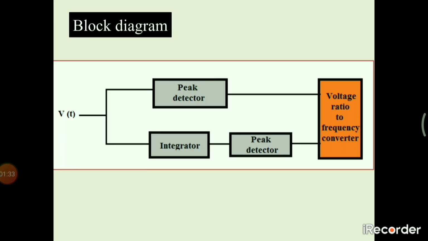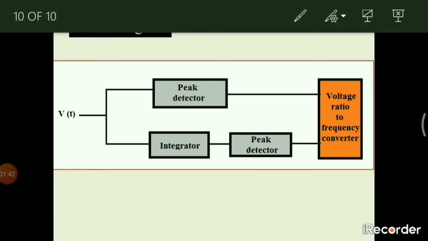Now the block diagram. Now we know that we have to take the ratio of the peak value of v of t to the peak value of integrated v of t. So first of all, v of t is the original signal. So take the peak value of v of t. So the peak value of v of t we'll get here is Vm. So this is nothing but Vm.